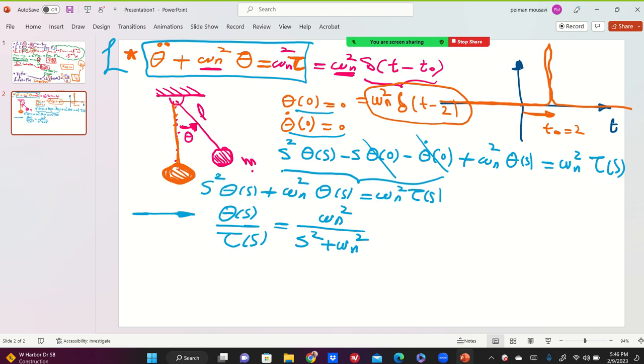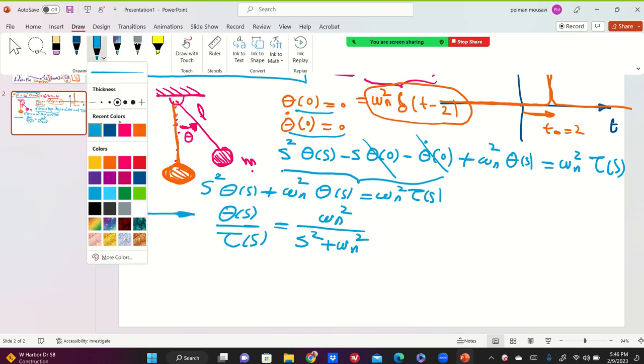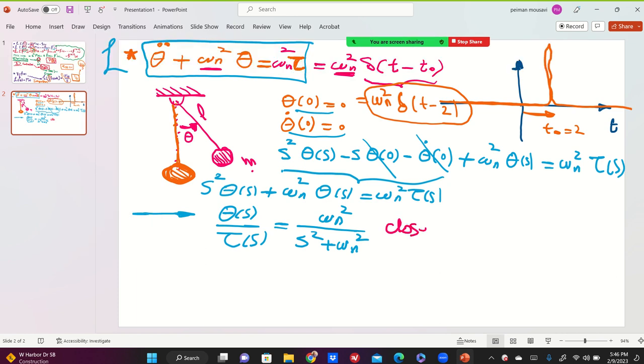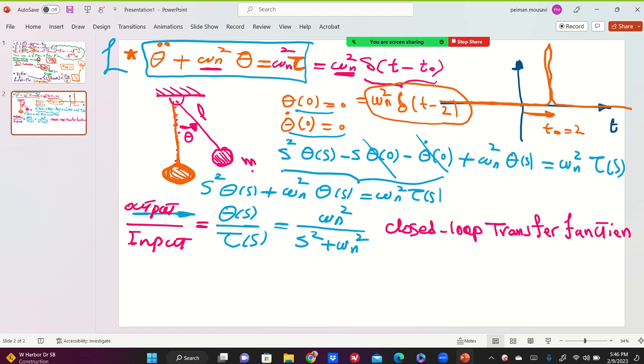So now, by definition, we have the closed loop transfer function. This is the definition of the closed loop transfer function, because this is the ratio of the output of the system, which is the angle, over the input of the system, which is, say here, the impulse. This is the closed loop transfer function. In class, I'm writing it as CLTF, to make it easy to write. Closed loop transfer function.